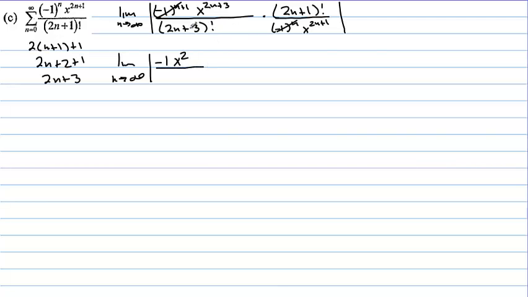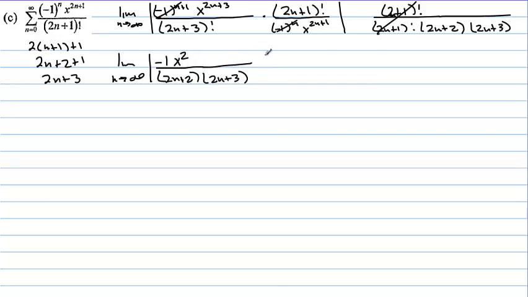And in the denominator, oh, we might have to write this one out. I have 2n plus 1 factorial over, this would be 2n plus 1 factorial times 2n plus 2 times 2n plus 3. So these cancel out, leaving 2n plus 2 and 2n plus 3. If we split this one up, we get the limit as n approaches infinity of the absolute value of, let's say, negative 1 over 2n plus 2, 2n plus 3.